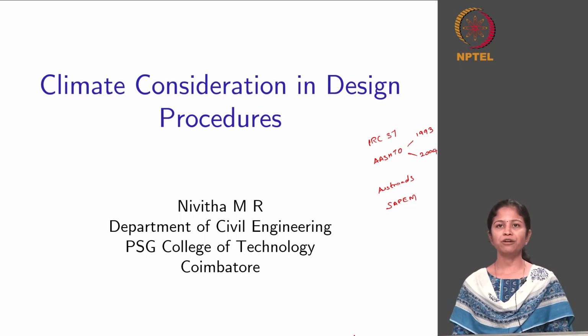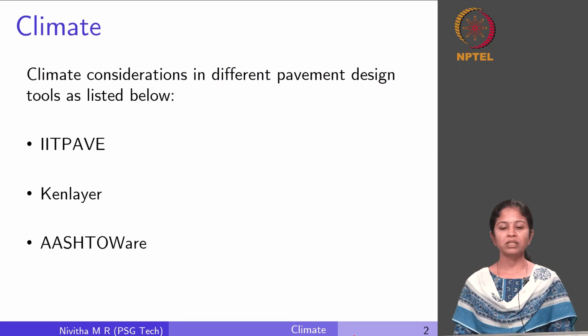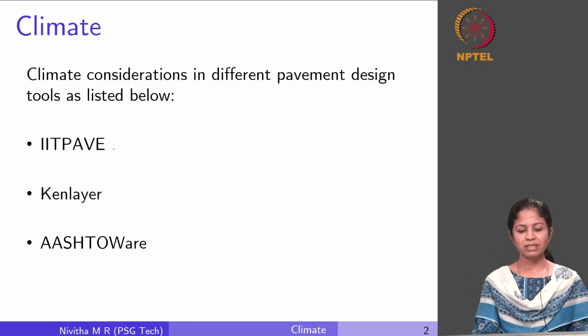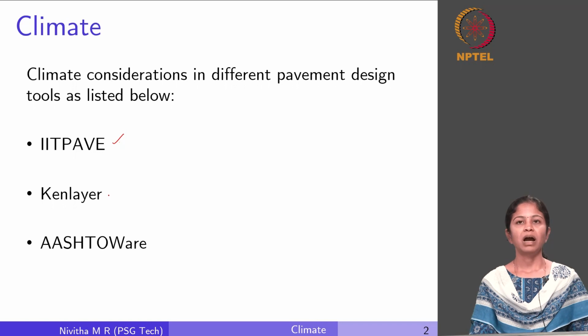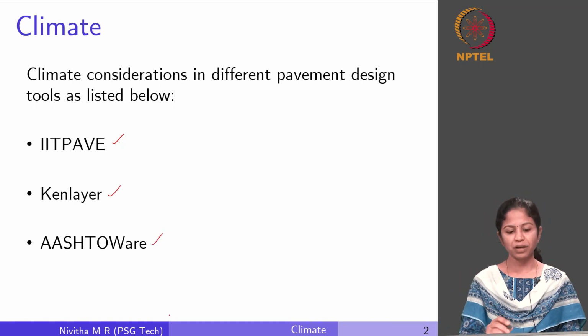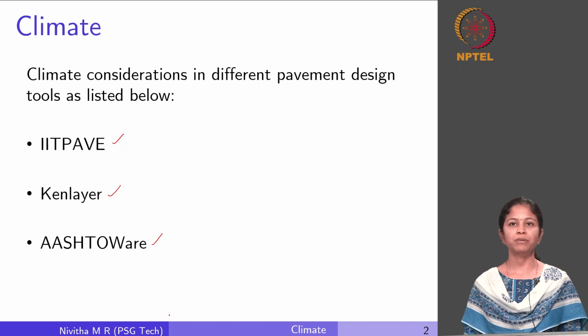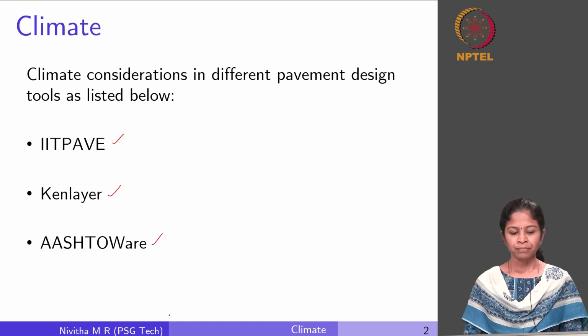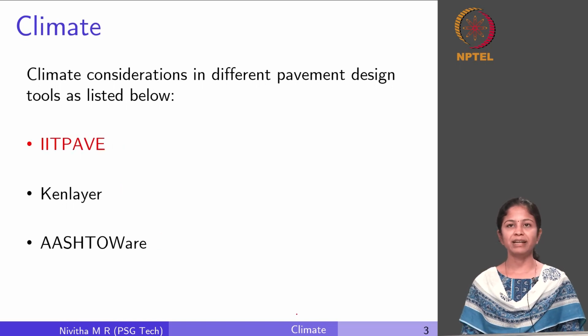Here we are going to focus on three different software tools which help us to carry out pavement design and the options available in incorporating the material properties. One is IITPave, the other one is KENLAYER, and the third one is AASHTOWare, right. We are going to take these three design softwares and see how climate is addressed in each of them. So let us now first look at IITPave.